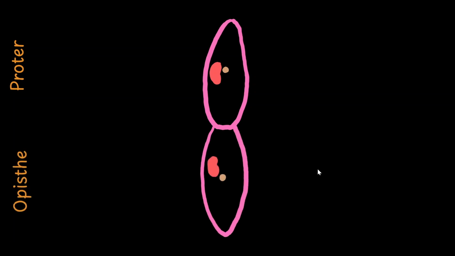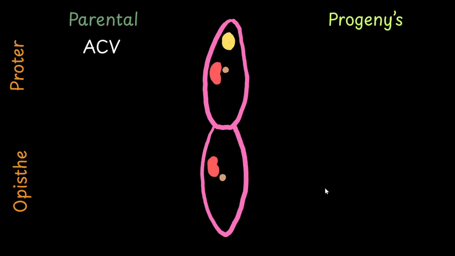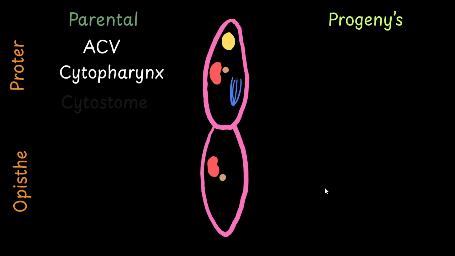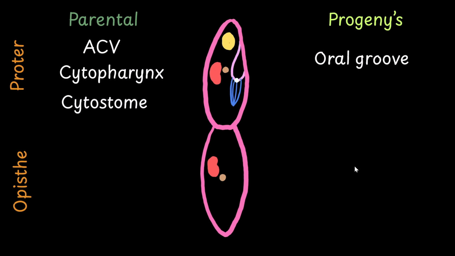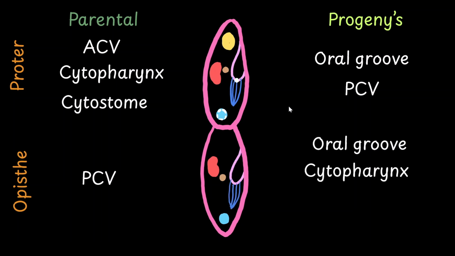Between the two daughter cells, there are a few structures that they inherit from the parent, but a few of the structures they have to create new on their own. In case of Proter, it receives the anterior contractile vacuole, cytopharynx, and cytostome from the parent itself. It has to create its own oral groove as well as the posterior contractile vacuole. But in case of Opisthe, it receives only the posterior contractile vacuole. It creates a new oral groove, a cytopharynx, a cytostome, as well as the anterior contractile vacuole. So this is how the parental structures are distributed between the two daughter cells.